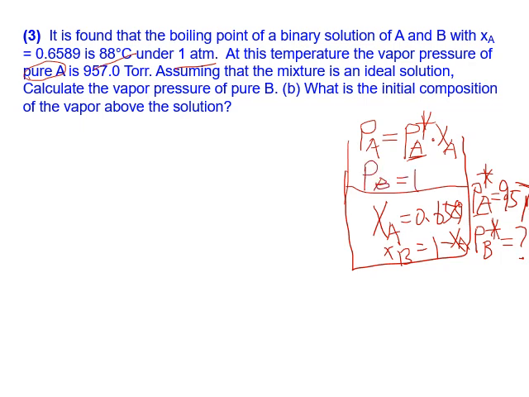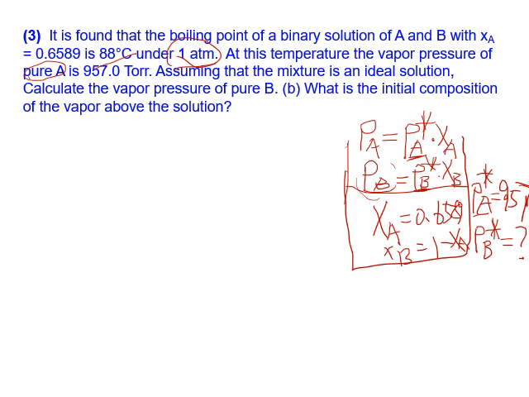What about the vapor pressure of B? It's the vapor pressure of B when it's pure times the mole fraction of B. So this is not given. It asks you to calculate the vapor pressure of B when it's pure. What is also given is that the boiling point at 88 degrees is under a pressure of 1 atmosphere.